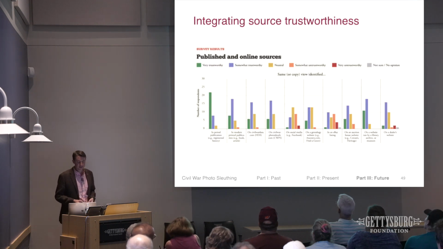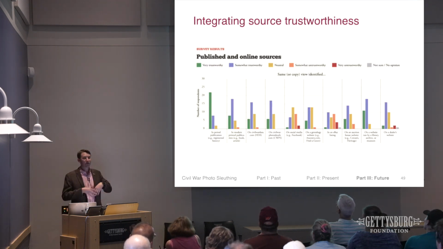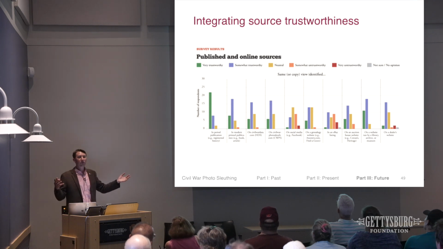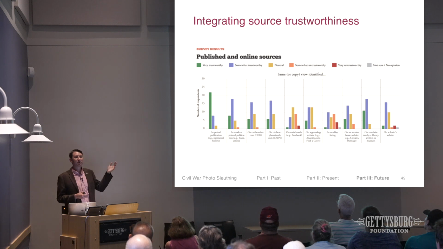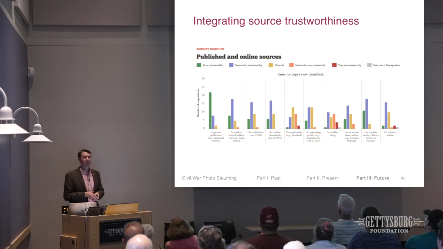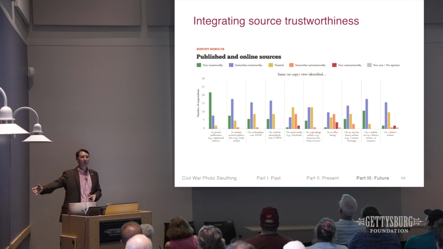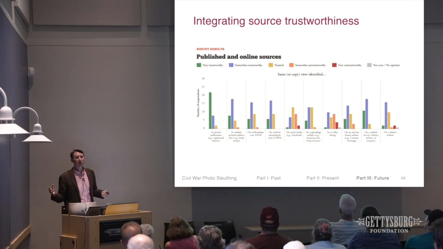Something else that we're doing is integrating the trustworthiness of the sources into the overall identification. So if somebody says, I know this is John Smith because I saw it posted on Facebook or on Find a Grave, versus I saw this in the regimental history, those have different levels of quality. And not everybody is as familiar with how much more reliable some sources are than others.